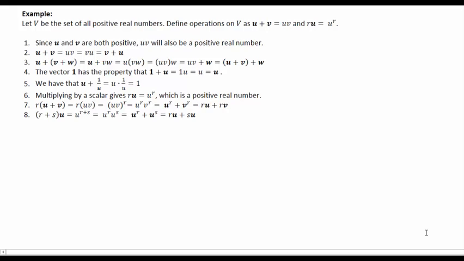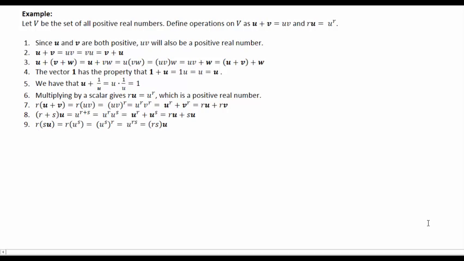Number 8 is the other distributive property. r plus s times the vector u. By definition of scalar multiplication, this is u to the r plus s power. Properties of exponents say that this is u^r times u^s. Definition of our vector addition says that this is u to the r plus u to the s. And definition of our scalar multiplication gives us ru plus su.